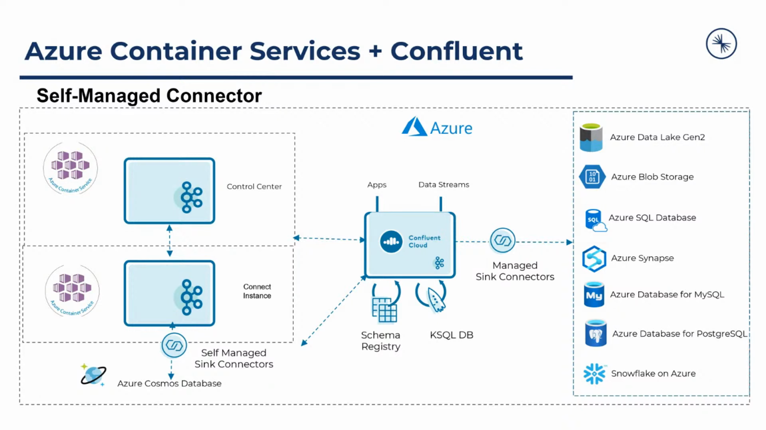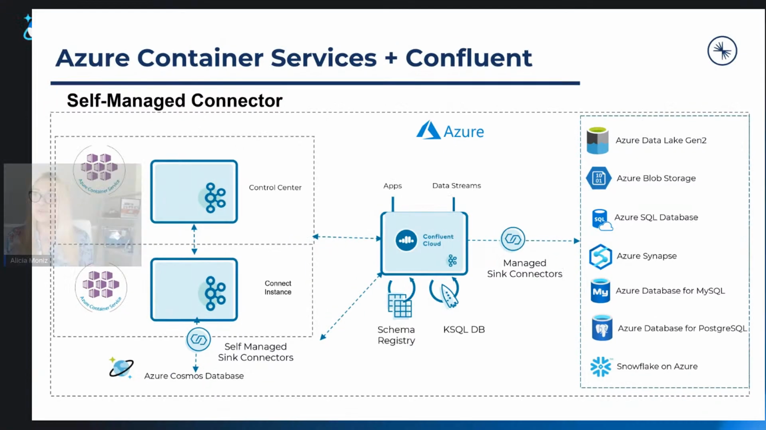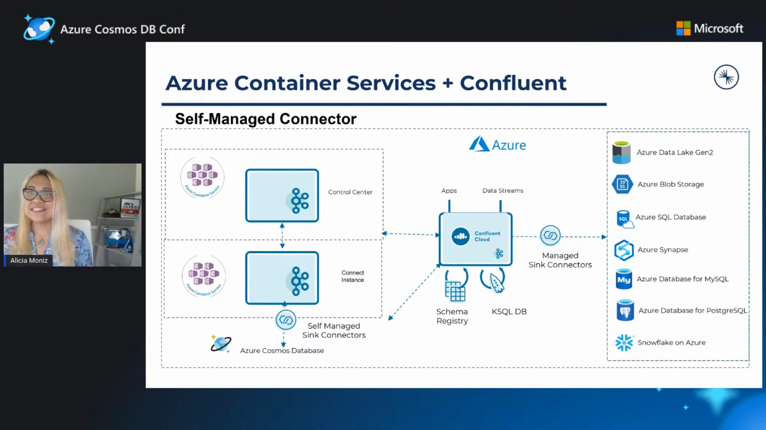So on the left-hand side of the diagram are the Azure Container Service components. We'll be installing one instance of the Confluent Control Center and one instance of Confluent Connect. So our script will automatically install the library files for the Azure Cosmos DB connector onto the Connect instance within Azure Container Services. And we'll be able to monitor our services via the Confluent Control Center.